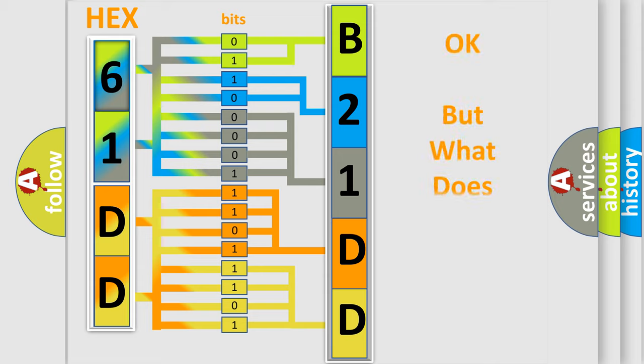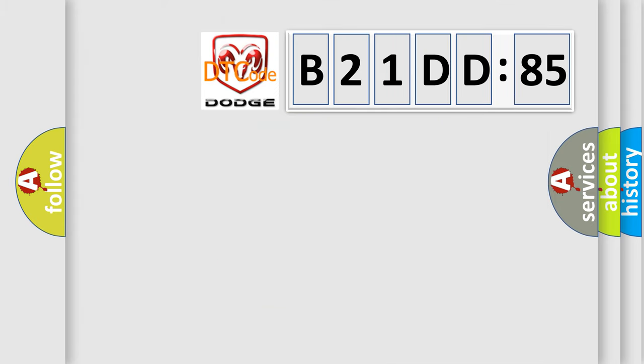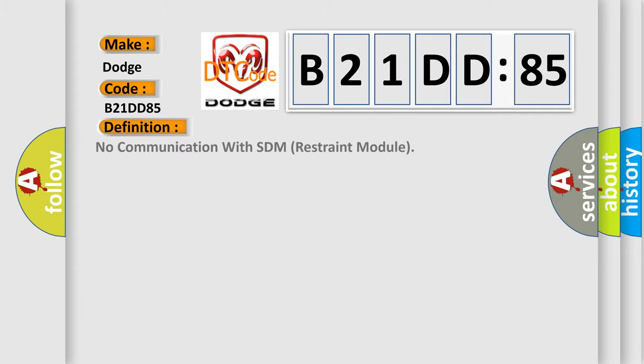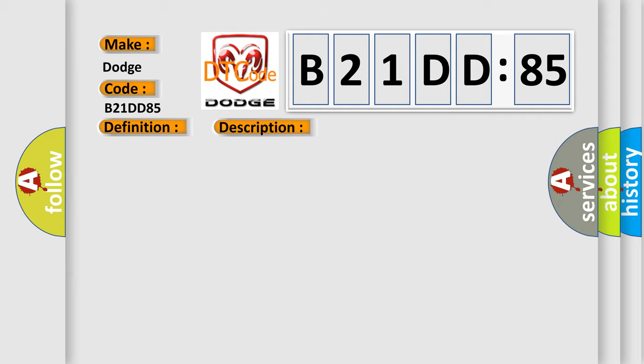The number itself does not make sense to us if we cannot assign information about what it actually expresses. So, what does the diagnostic trouble code B21DD85 interpret specifically for Dodge car manufacturers? The basic definition is: no communication with SDM restraint module. And now this is a short description of this DTC code.